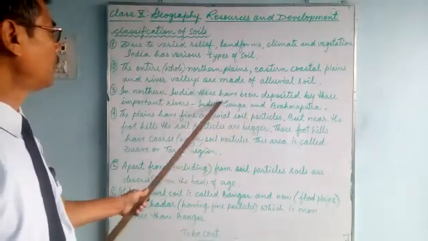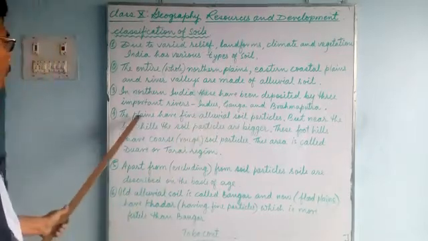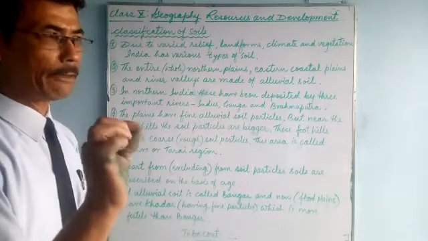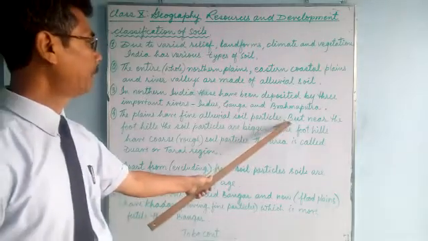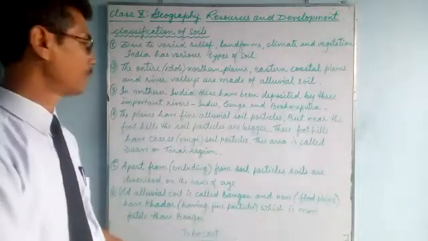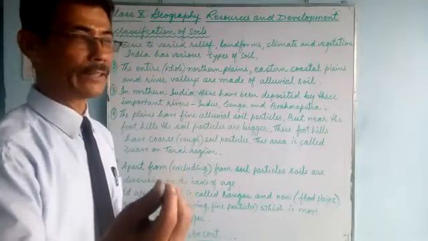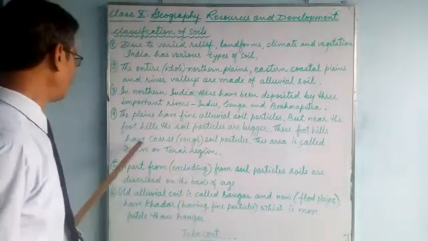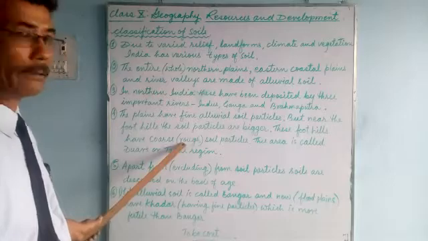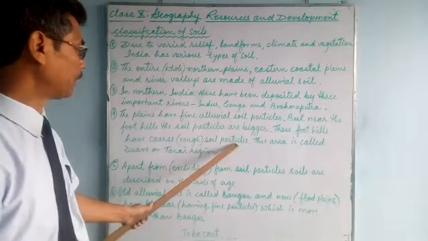So these 3 rivers bring down the soil, and that soil is called alluvial soil. The plains have fine alluvial soil particles, very fine, in the floodplain. But near the foothills, the fine particles are washed away, and the coarse grains, the rough grains, are quite sandy. The foothills have coarse, rough, bigger soil particles.